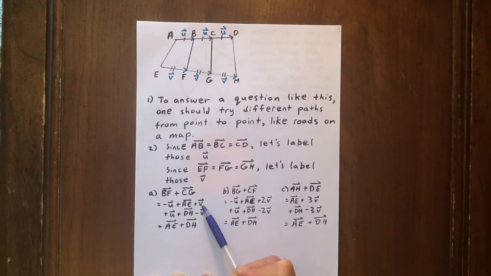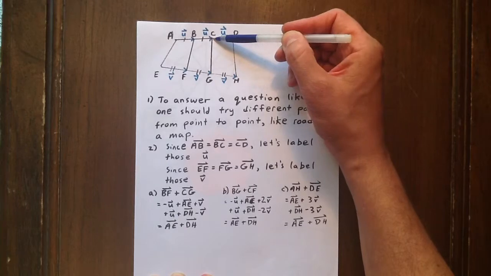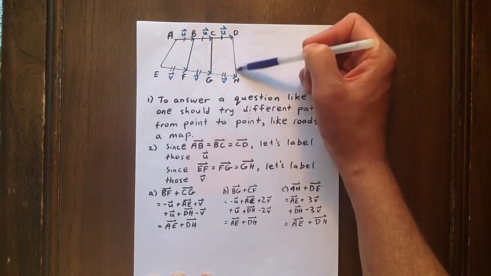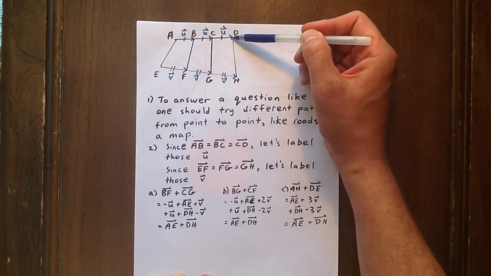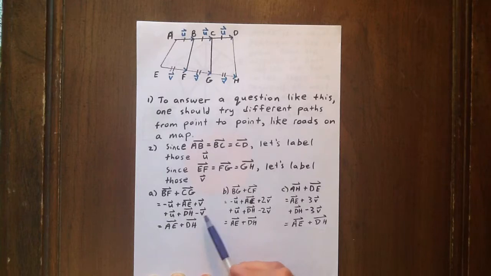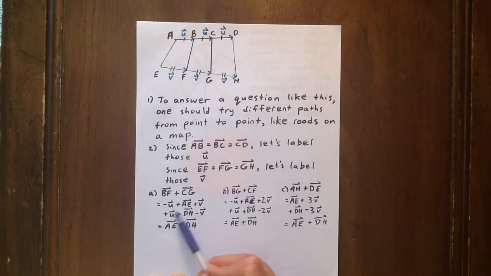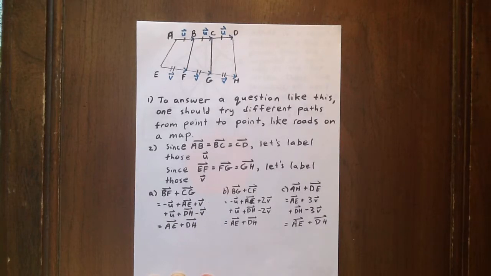Now we're adding CG to that, but to add CG, we're going to take a different route. C to D, D to H, and H to G. In other words, positive u, positive DH, negative v. Well, we see that when we collect up our terms here, we have a negative u and a positive u that cancel out, and a positive v and a negative v that cancel out. So really, BF plus CG is simply AE plus DH.